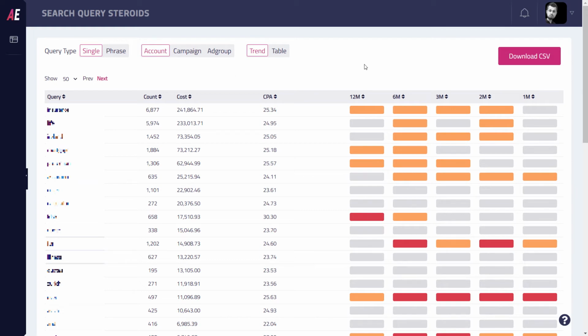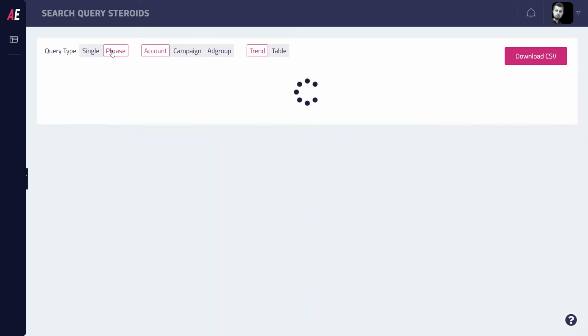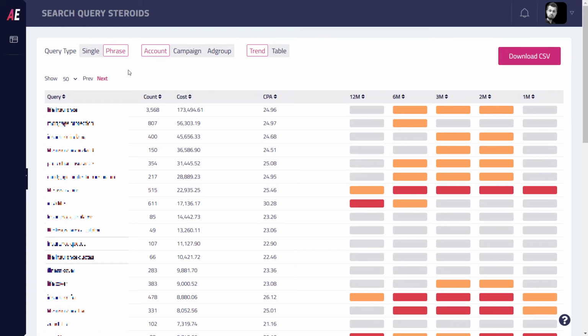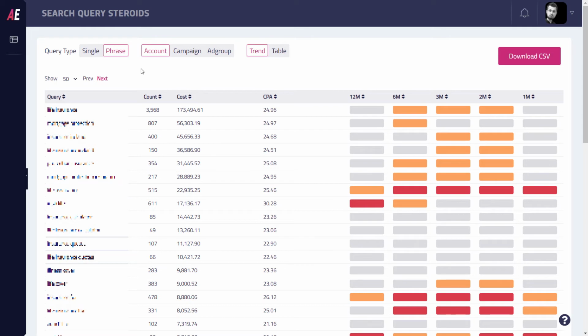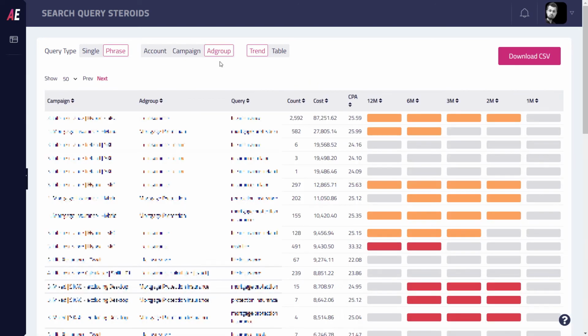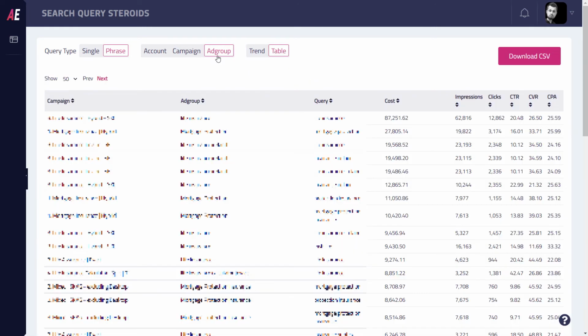So here on the screen, we have our queries, the count of that query, so how many times it's appeared over the past year, and then the CPA or the ROAS, if your account is set to ROAS. We can look at single phrase terms, so essentially one word ngrams, or two, three, and four word ngrams, so phrases. And this could be at the account level, campaign level, and we also have the ad group level. We also show this data in a table if you so wish.